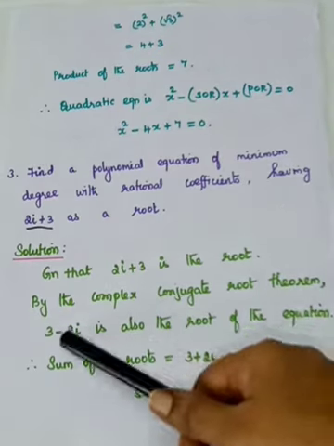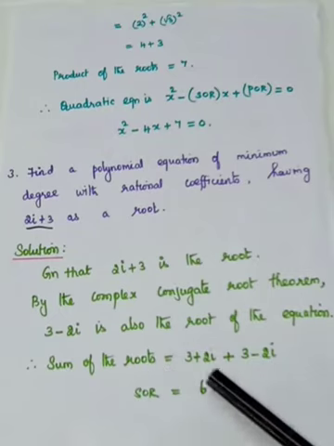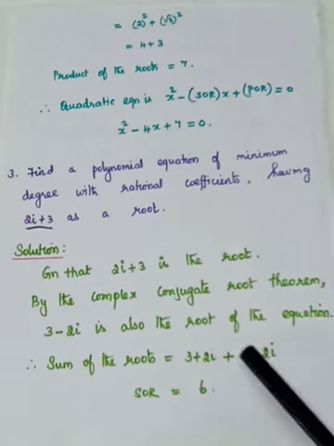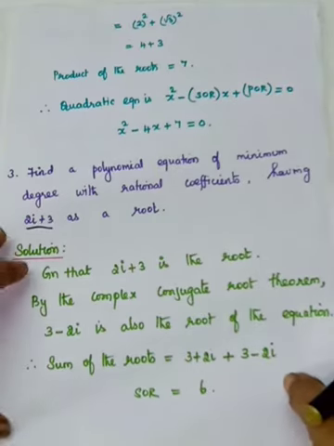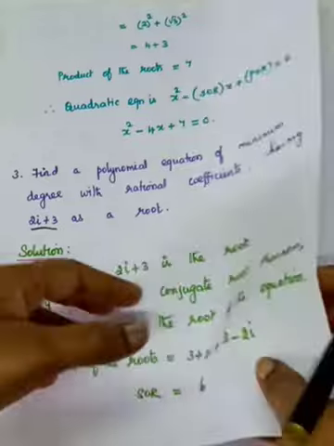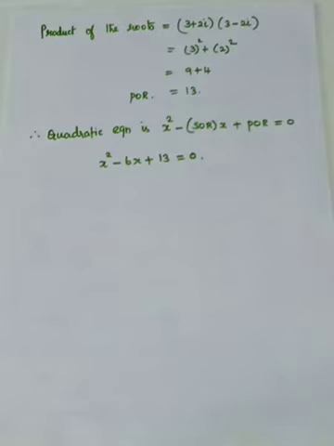So you will have how many roots? 2 roots. So we can form the polynomial equation of degree 2. So we have to find alpha plus beta, that is the sum of the roots. So when you add these 2 roots, the 2i and minus 2i get cancelled, 3 plus 3 is 6, that is the sum of the roots. Next you need alpha into beta, that is the product of the roots. So the product of the roots, 3 plus 2i into 3 minus 2i.